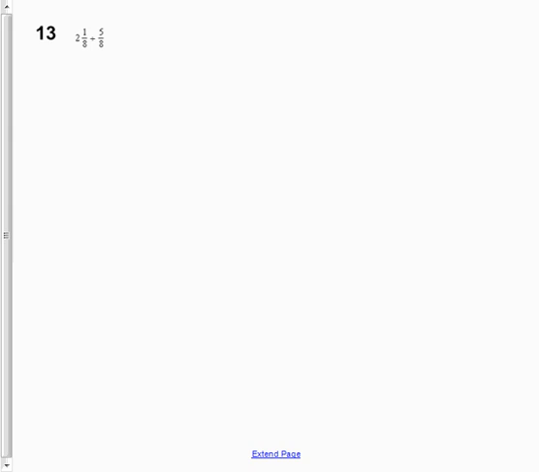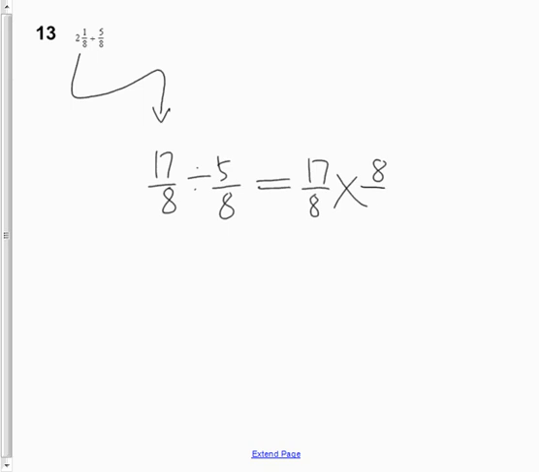Question 13. A quarter of the class got 2 and 1/5. Let's see what happened here. So 2 and 1/8 is 17/8 divided by 5/8, which has the same value as 17/8 multiplied by the reciprocal.